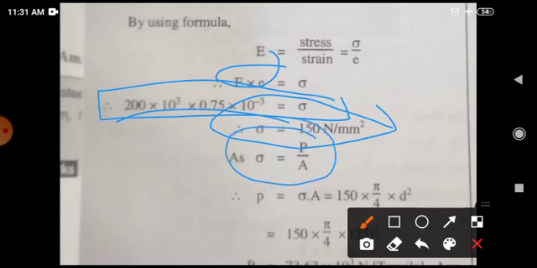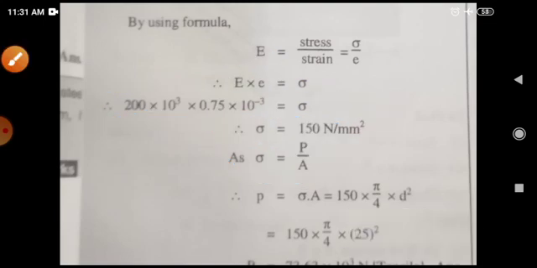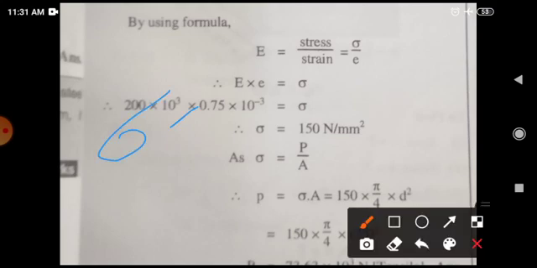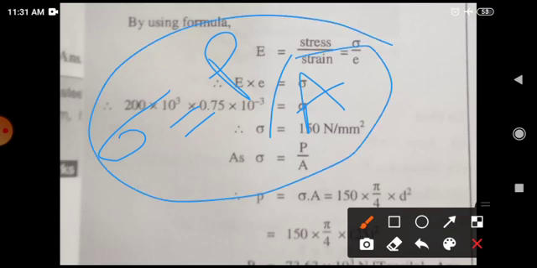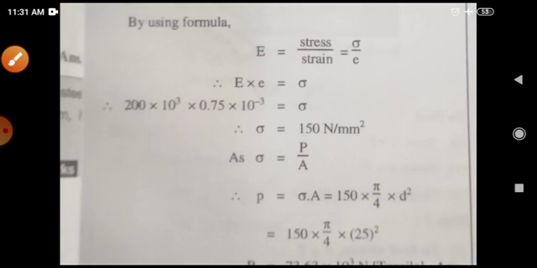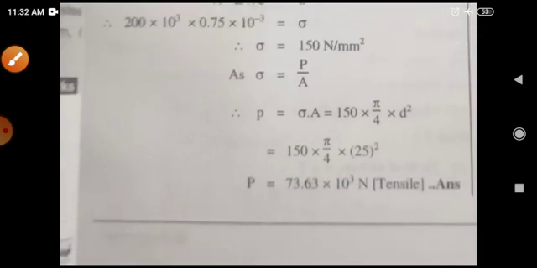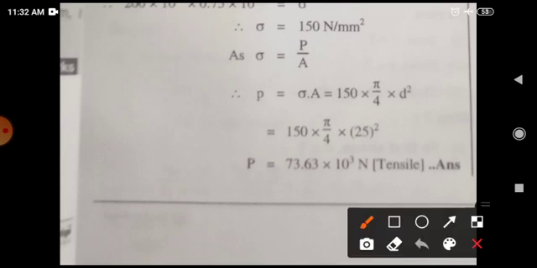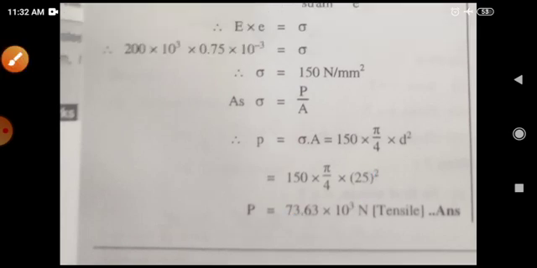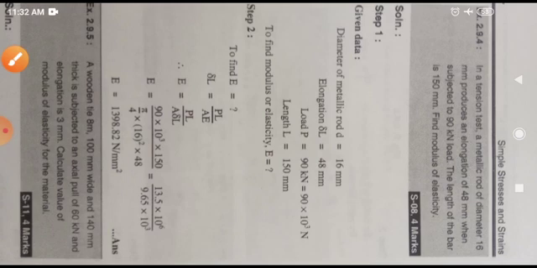But we are not interested in finding sigma. We have to calculate the force. So again we must know the relation between P, sigma and A, which is sigma equals P upon A. Writing this equation for P, P equals sigma into A. Put this value and you will have the answer, that is 73.63 into 10 raised to 3 Newton, which is tensile. If the sign is negative, then you can consider it as compressive. Depending on the direction of force, different things are given.